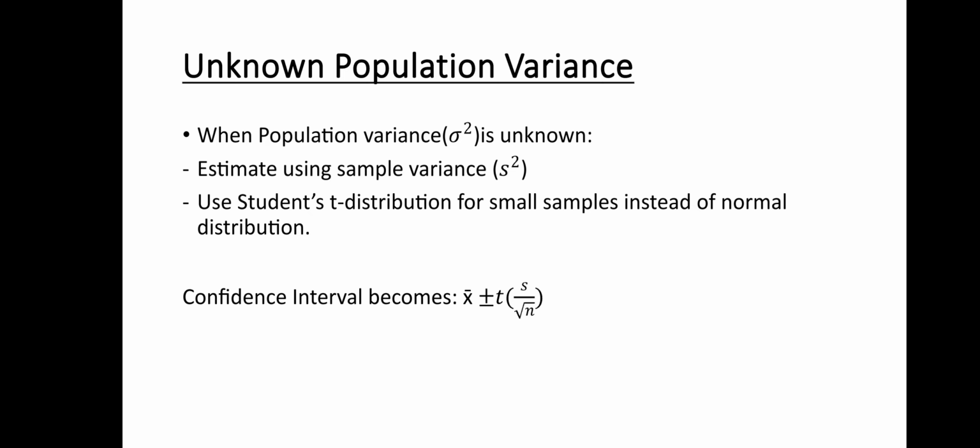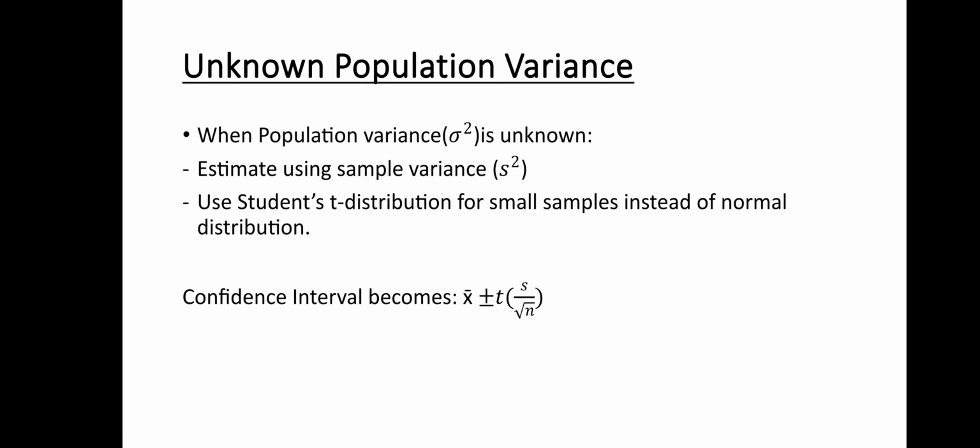Now, here is a common problem in real world research. What if we don't know the population variance? After all, if we know all about the population, we probably wouldn't need to sample it in the first place. This is where the t distribution comes to our rescue.